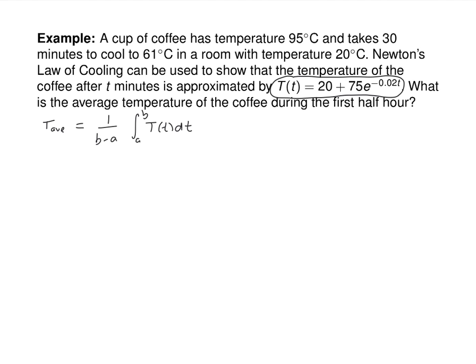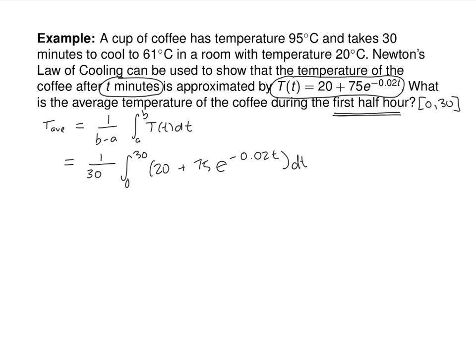Okay, a couple things to pay attention to here is that t is measured in minutes. Sometimes you may have something measured in hours, so be careful. So during the first half hour, because my function is measured in minutes, the interval is from 0 to 30. Had the function been measured in hours, you would have gone from 0 to 1/2. So just pay attention. So we'll have 1 over 30 minus 0, integral 0 to 30, 20 plus 75 e to the negative 0.02 t dt.